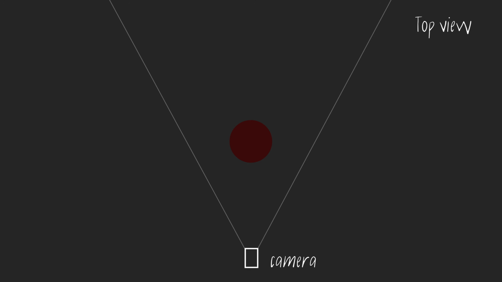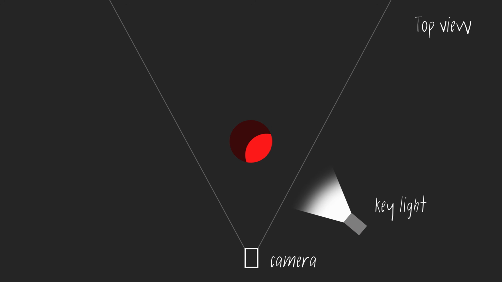For example, you have this ball as a subject. And let's consider this as the top view. You're looking at it from above. The first light is called the key light. This is our primary light source. This is usually the brightest.